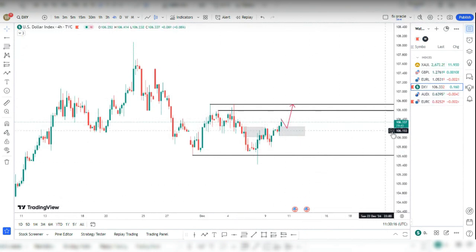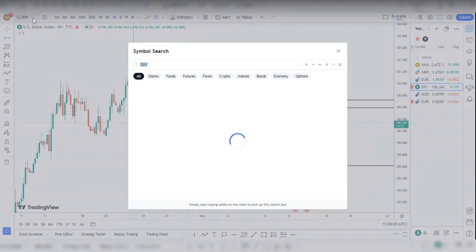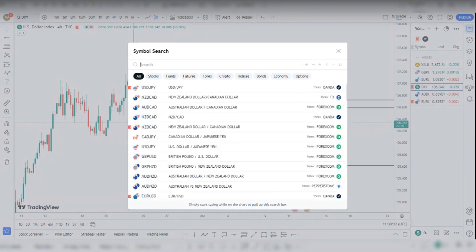So please, okay. I have taken notes. The current pairs that I would love you to analyze: AUDNZD and USDCHF. All right, let's look at that together.